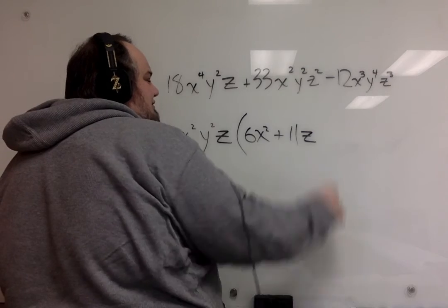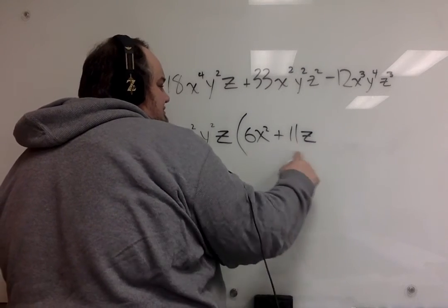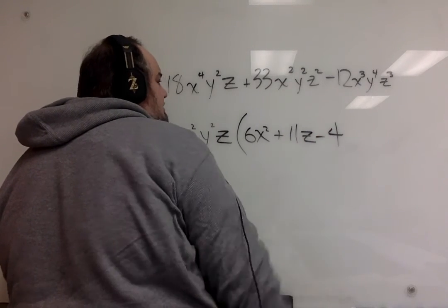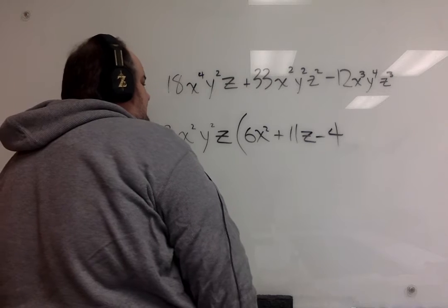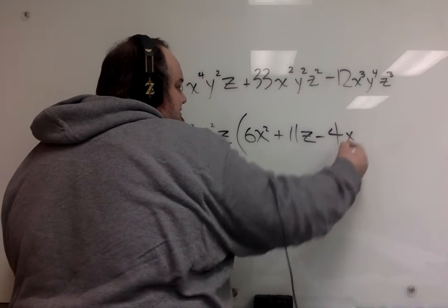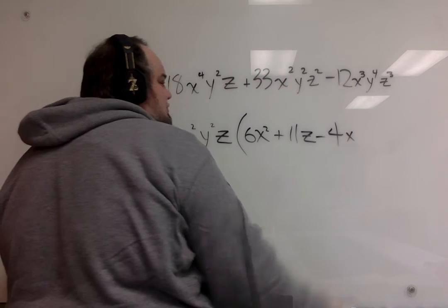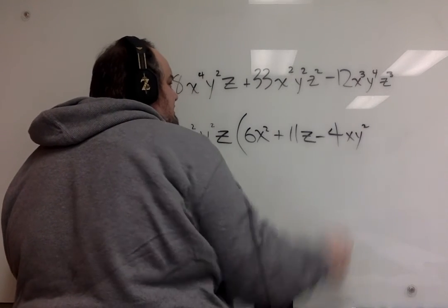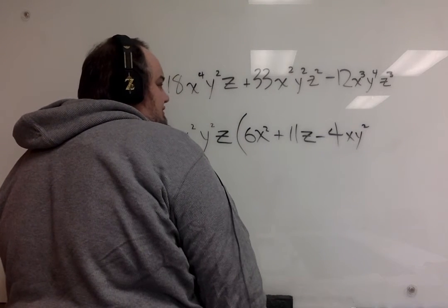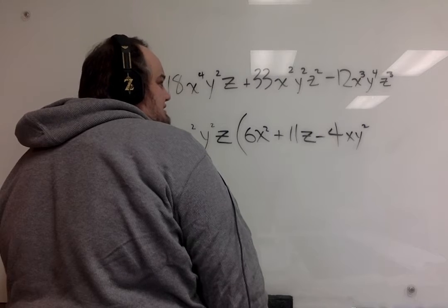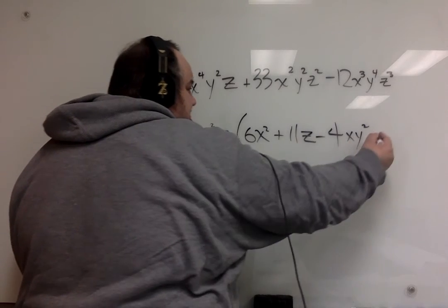And then the last one, we have this minus sign. Don't let that scare you. It's just going to be minus 4. And then we're dividing by x squared, so we get x. Dividing by y squared, so we get y squared. Because there was 4, we took 2 of them that we canceled. And then z cubed divided by z is z squared.